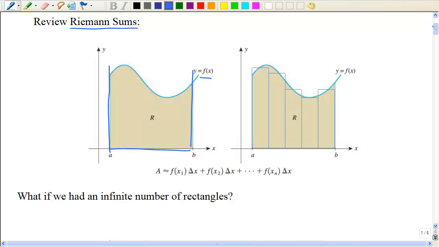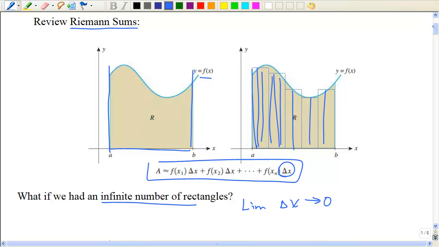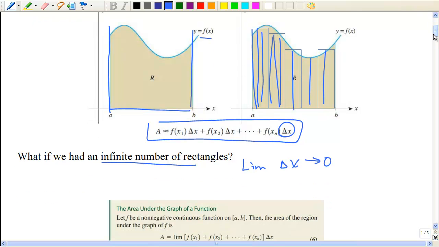And the way that we found that region was to draw some representative rectangles and add up that area. Well, what would happen if we had an infinite number of rectangles? In the previous section, we looked at when we used more and more rectangles, we got a closer and closer exact answer. So if I just keep dividing up these rectangles, and taking the area, and then split them in half and split them in half until the limit of delta x, and remember delta x is the width, approaches 0, we're going to get an exact value.